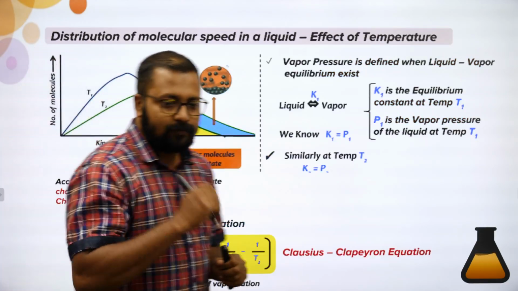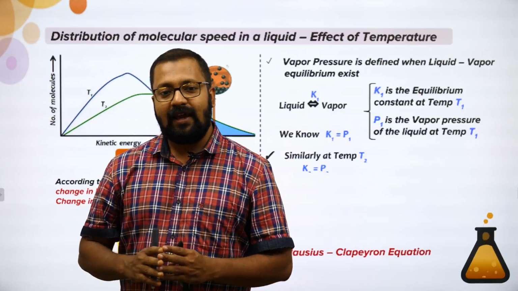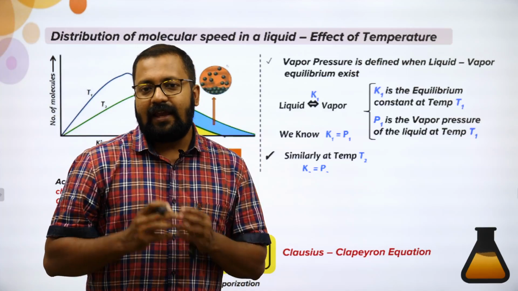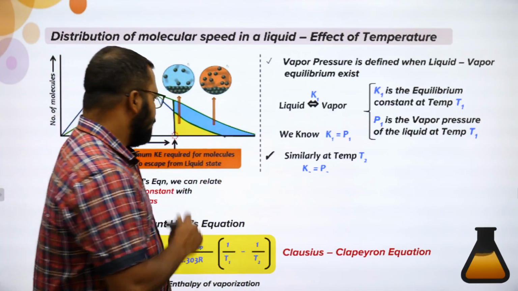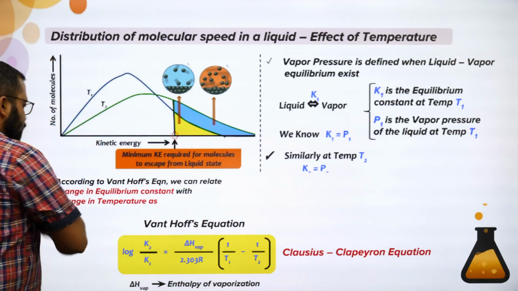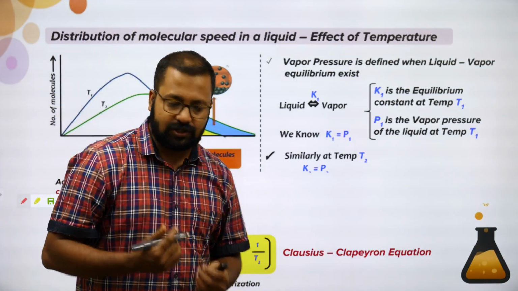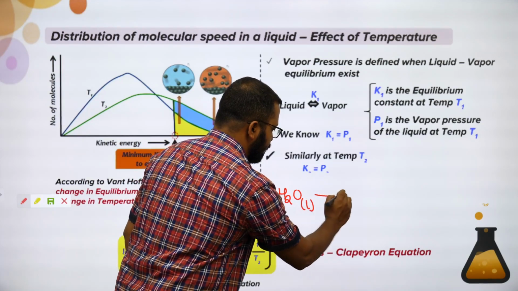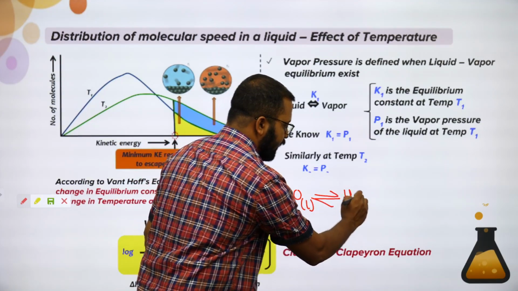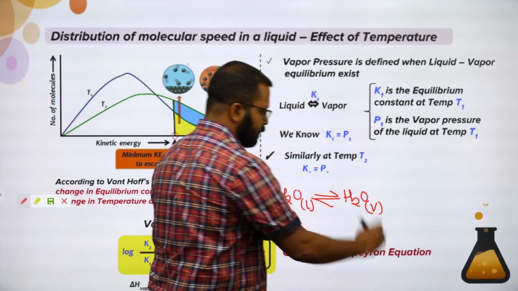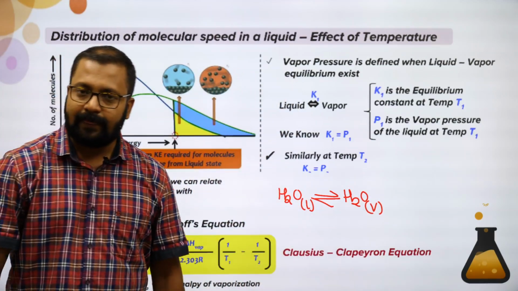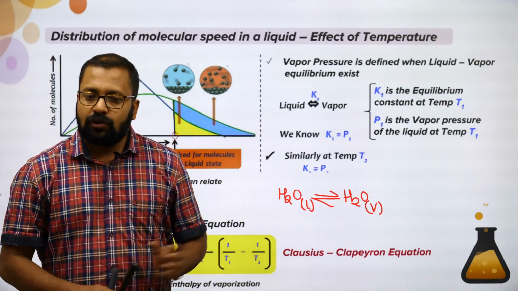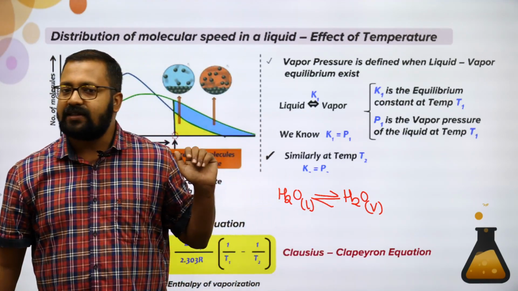Okay, now there is one another way I can explain why increasing the temperature will increase the vapor pressure. Suppose I take H2O liquid and H2O vapors. This is an equilibrium. Now, is this process endothermic or exothermic? Can you guys tell me?